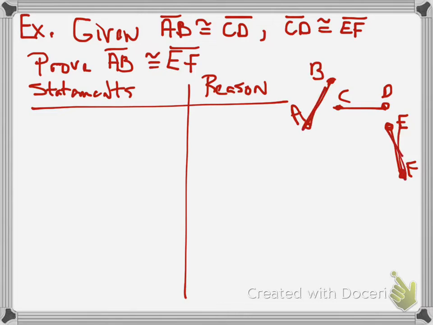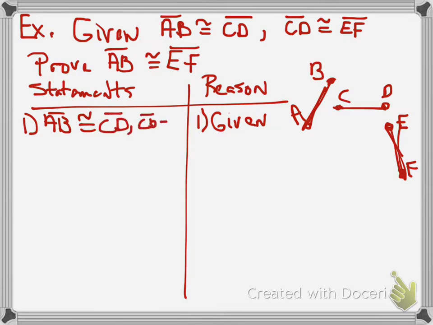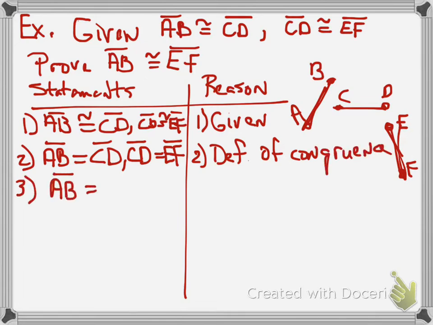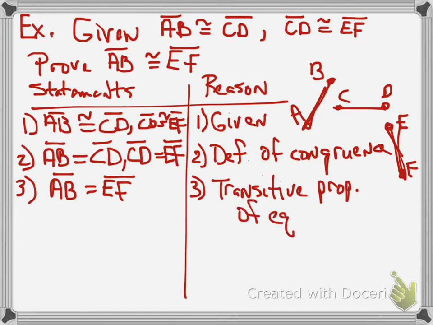Okay, so let's start off with a given. It is given that line AB is congruent to CD, and that CD is congruent to EF. Then we can say by definition of congruence that line AB is equal to CD, and CD is equal to EF. Thus, by the transitive property of equality, which you have from the previous day's notes, you can say AB is equal to EF, and then by definition of congruence that line AB is congruent to EF.